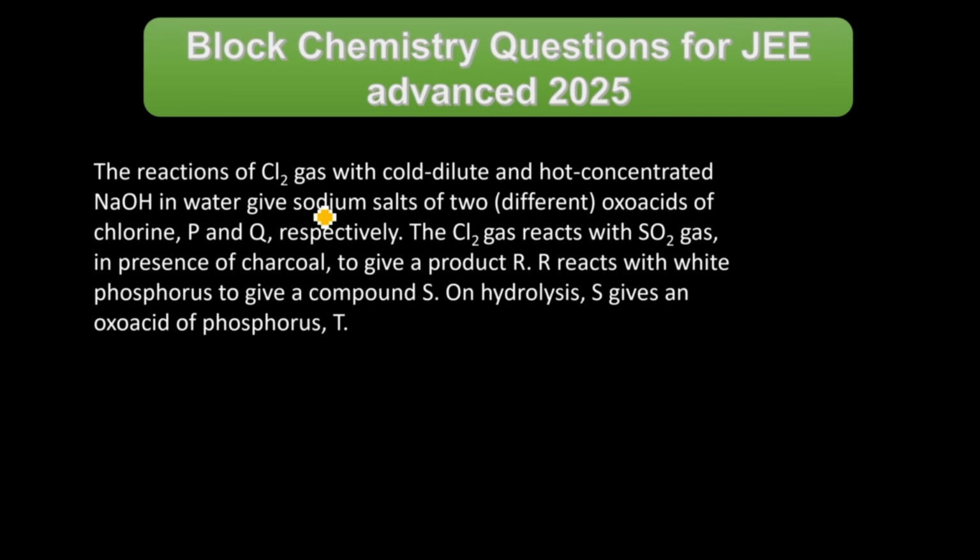In the next one, the reaction of Cl2 gas with cold dilute and hot concentrated NaOH in water gives sodium salts of two different oxo acids of chlorine, P and Q.